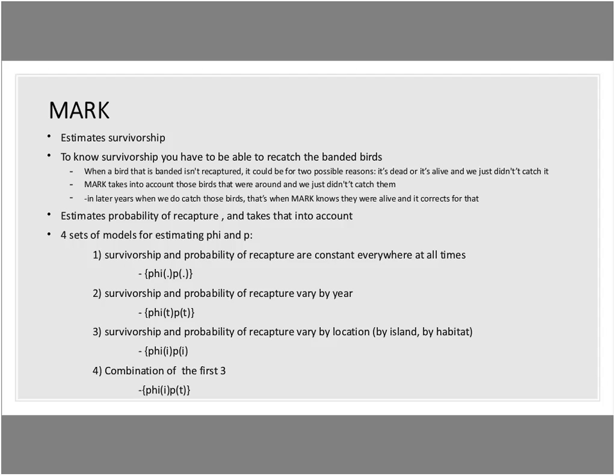We had 4 sets of models for estimating survivorship, which is the C, and P is probability of recapture. So one, either survivorship and probability of recapture are constant everywhere at all times. The dots here mean that they're constant. 2, survivorship and probability of recapture vary by year. T is for time. 3, survivorship and probability of recapture vary by location, so by island, by habitat. I is for island. And 4, it could be a combination of the first 3. So for example, you could have survivorship varying by island and probability of recapture varying by year.